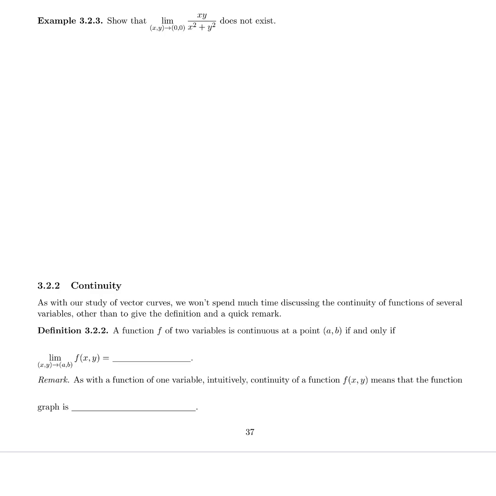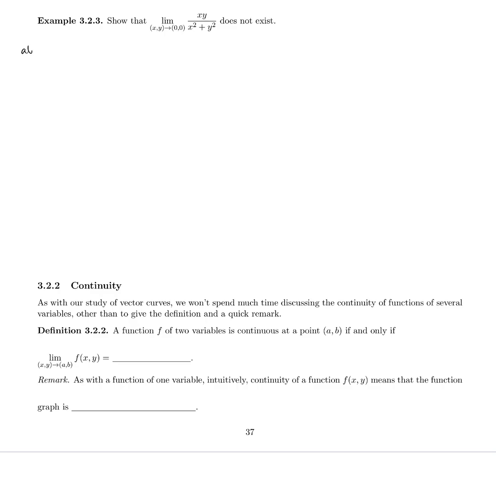In this video, we're going to finish our section on limits and continuity by doing example 3.2.3 and a quick discussion of continuity. So the example here asks us to show that the limit as (x,y) goes to (0,0) of xy over x squared plus y squared does not exist. In the last example, we had found two paths, one along the x-axis, one along the y-axis, that gave different values. So we'll try those two paths again.